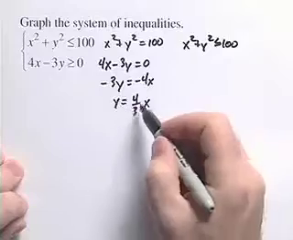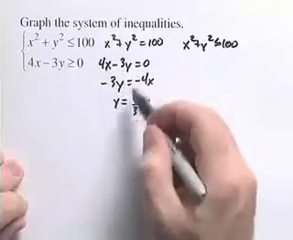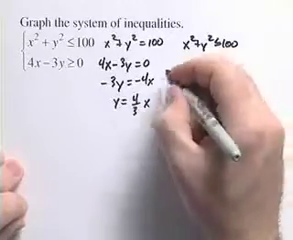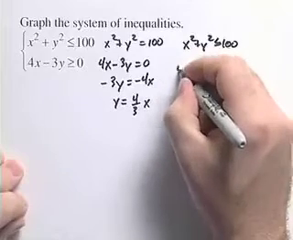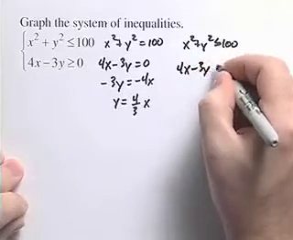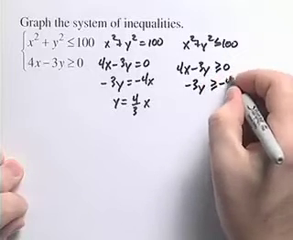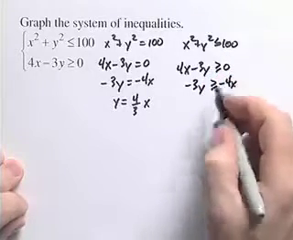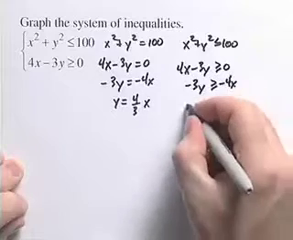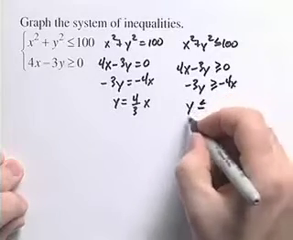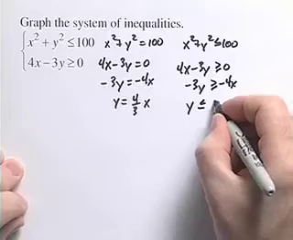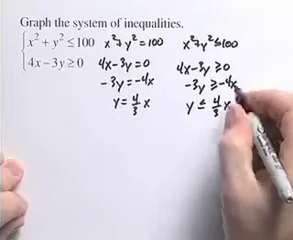100. And for our linear inequality here, if we solve it the same way we did with the equation, 4x minus 3y greater than or equal to 0, negative 3y is greater than or equal to negative 4x. And if we divide both sides by negative 3, we have to switch the direction of our inequality. And so we're really looking to graph the inequality y is less than or equal to 4/3 x.